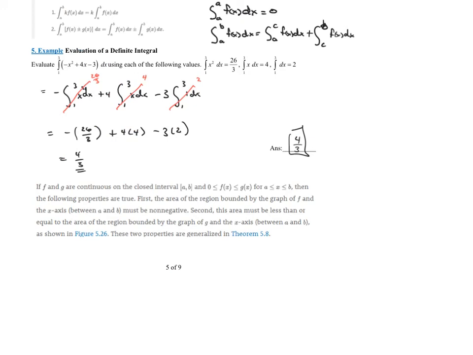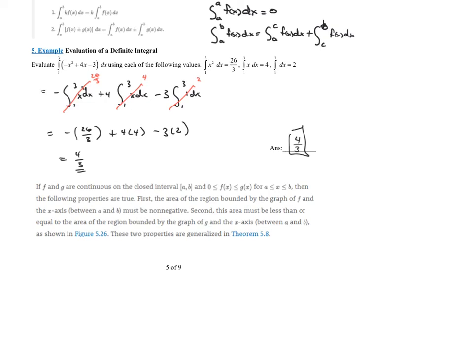So what's the next one say? It says if f and g are continuous on a closed interval and they're both positive, okay, so they both have to be non-negative above the x-axis. If f is smaller than g, then the following properties are true. First, the area of the region bounded by the graph of f and the x-axis must be non-negative. That's because it's all above the axis, right? Second, the area must be less than or equal to the region bounded by the graph of g. Okay, so what are we saying here?